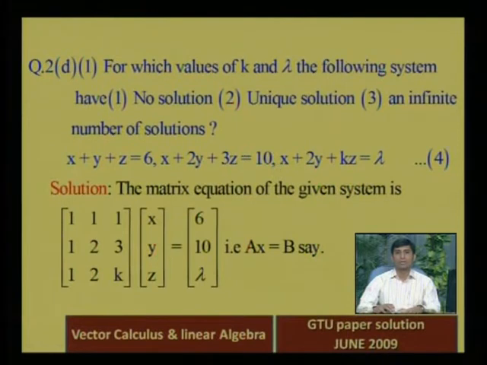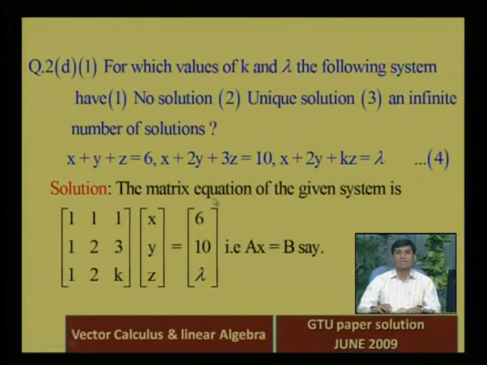Here is a question: a linear system of 3 equations in 3 variables x, y, z. The first equation is x plus y plus z is equal to 6. The second equation is x plus 2y plus 3z is equal to 10. The third equation is x plus 2y plus kz is equal to lambda. Now this question was asked for 4 marks in the question paper.